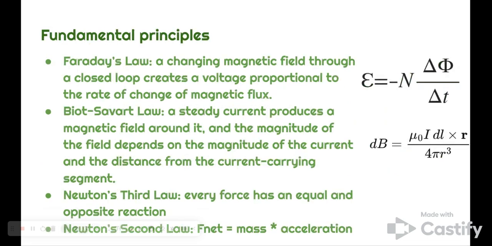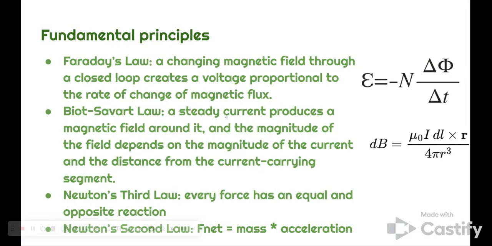So some fundamental principles are Faraday's law, which you can see here. Basically, a big part of this is we're eventually going to model this n to be like the length of the tube. So this n is the number of coils. Basically, it's just stating the changing magnetic field through a closed loop creates a voltage proportional to the rate of change of the magnetic flux. And then the Biot-Savart law is this formula here.